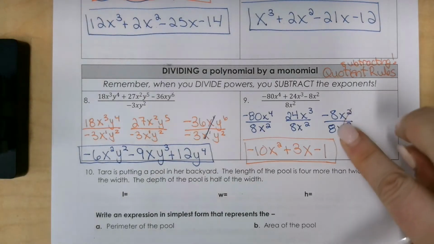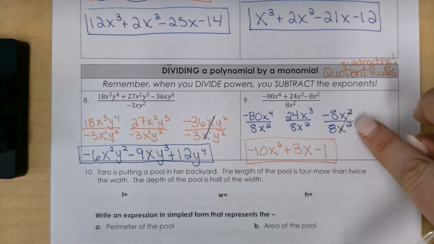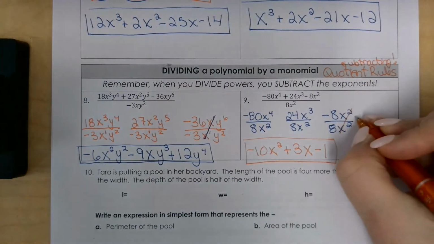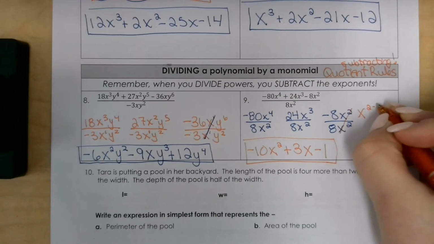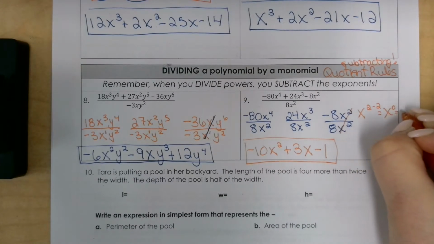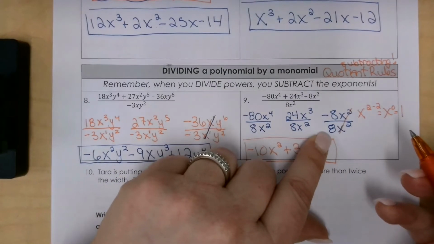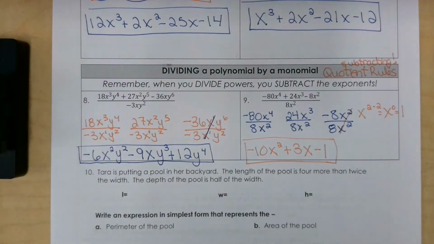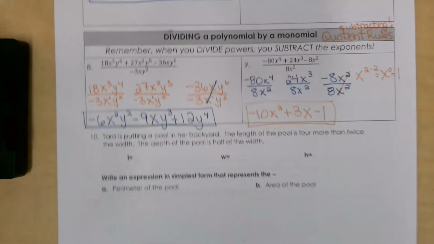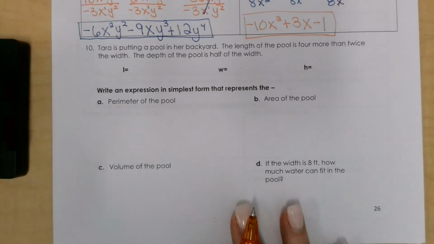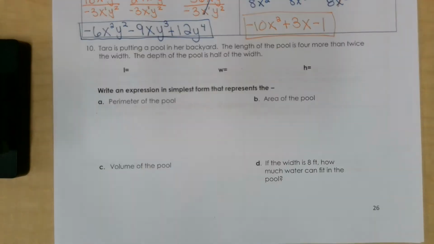Well, I can cancel out variables with the same exponent because this essentially equals x to the 2 minus 2, which equals x to the 0, which equals 1. I can't just cancel. Negative 8 divided by 8 does not equal 0. It doesn't go away.